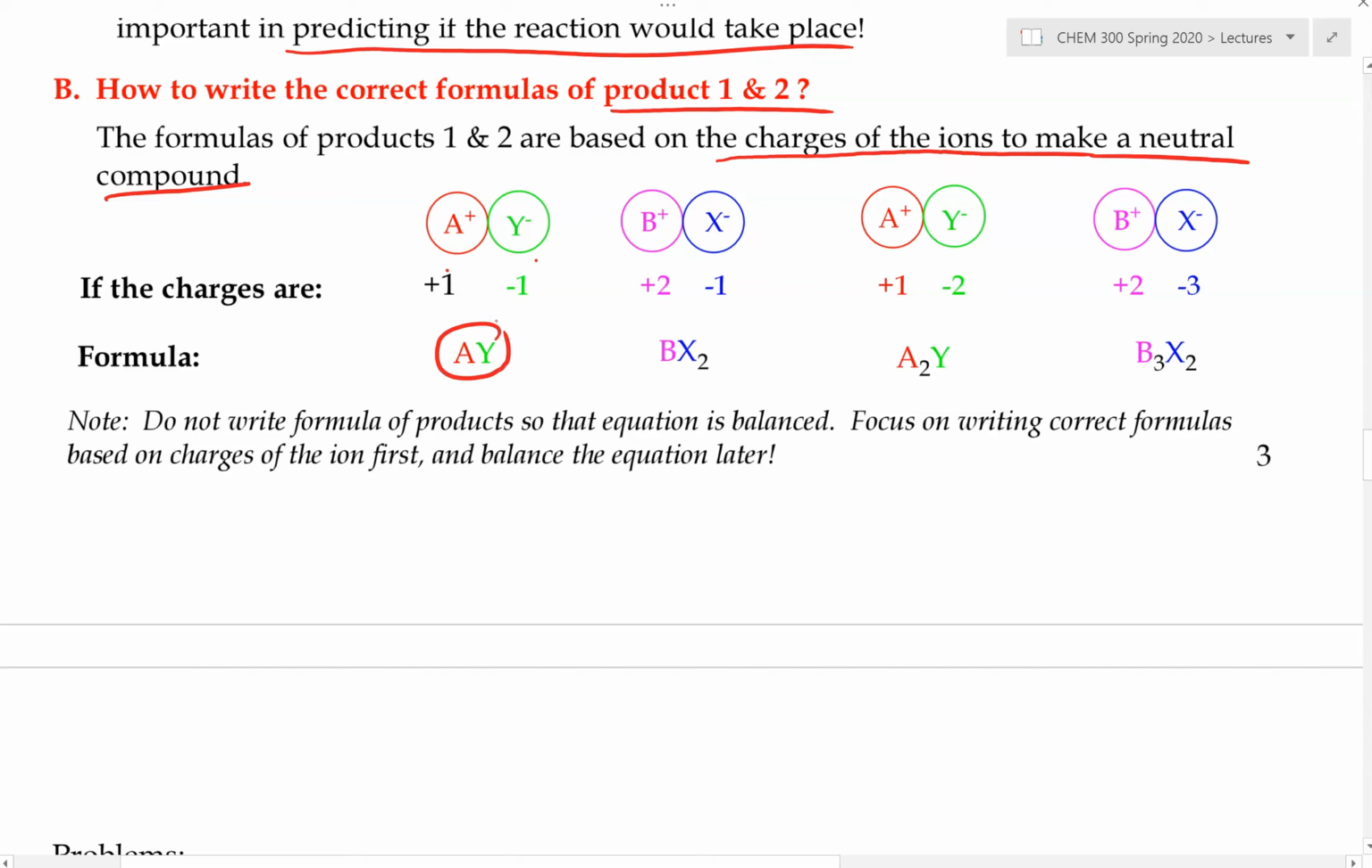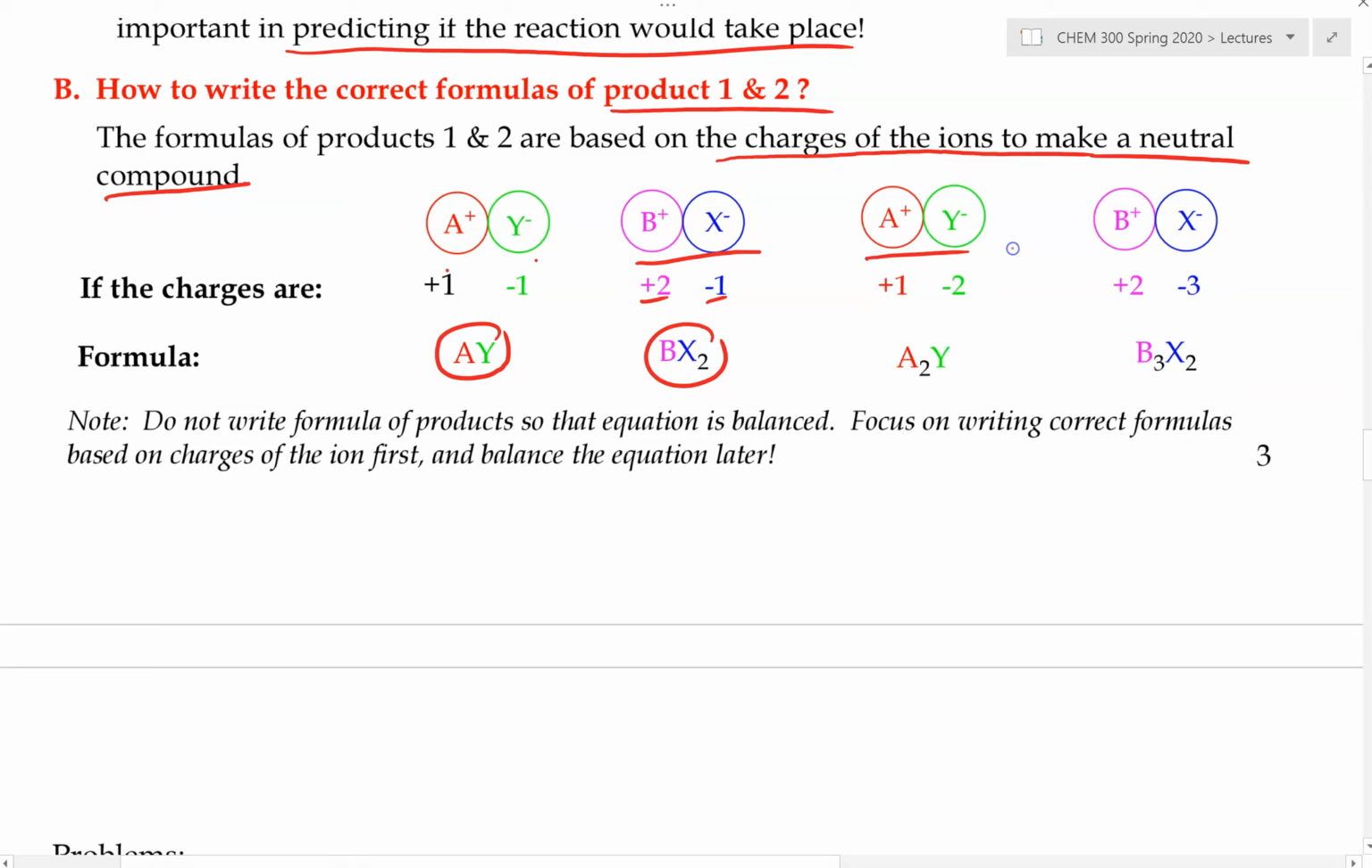And now let's say, for another example, we write the formula of the product BX. Let's say the charges of B is plus 2 and X is negative 1. Then the formula of this product would be BX2. That's how we produce a neutral ionic compound.